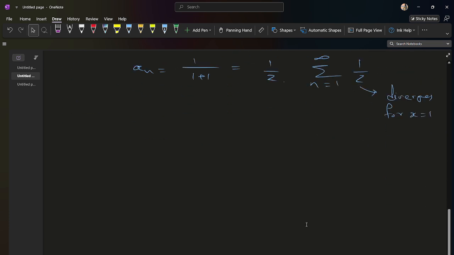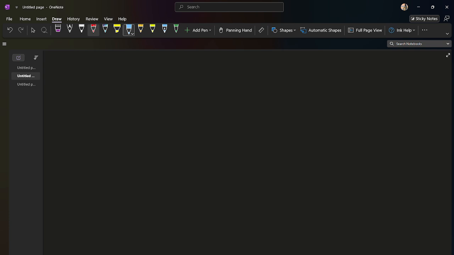So the given series, the summation n equals 1 to infinity of 1 by x to the power n plus x to the power minus n, converges for x belonging to R minus {1}.